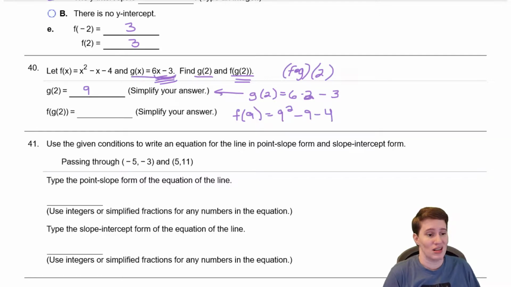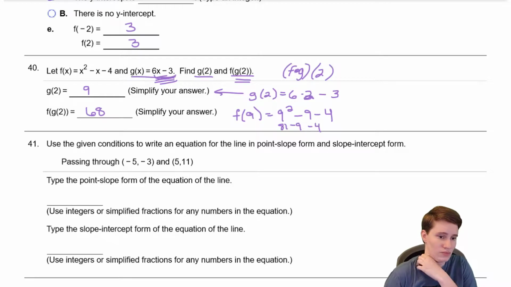What we need to do is 9 squared minus 9 minus 4. So 81 minus 9 minus 4. So 81 minus 9 is 72. 72 minus 4 is 68. So there you go.